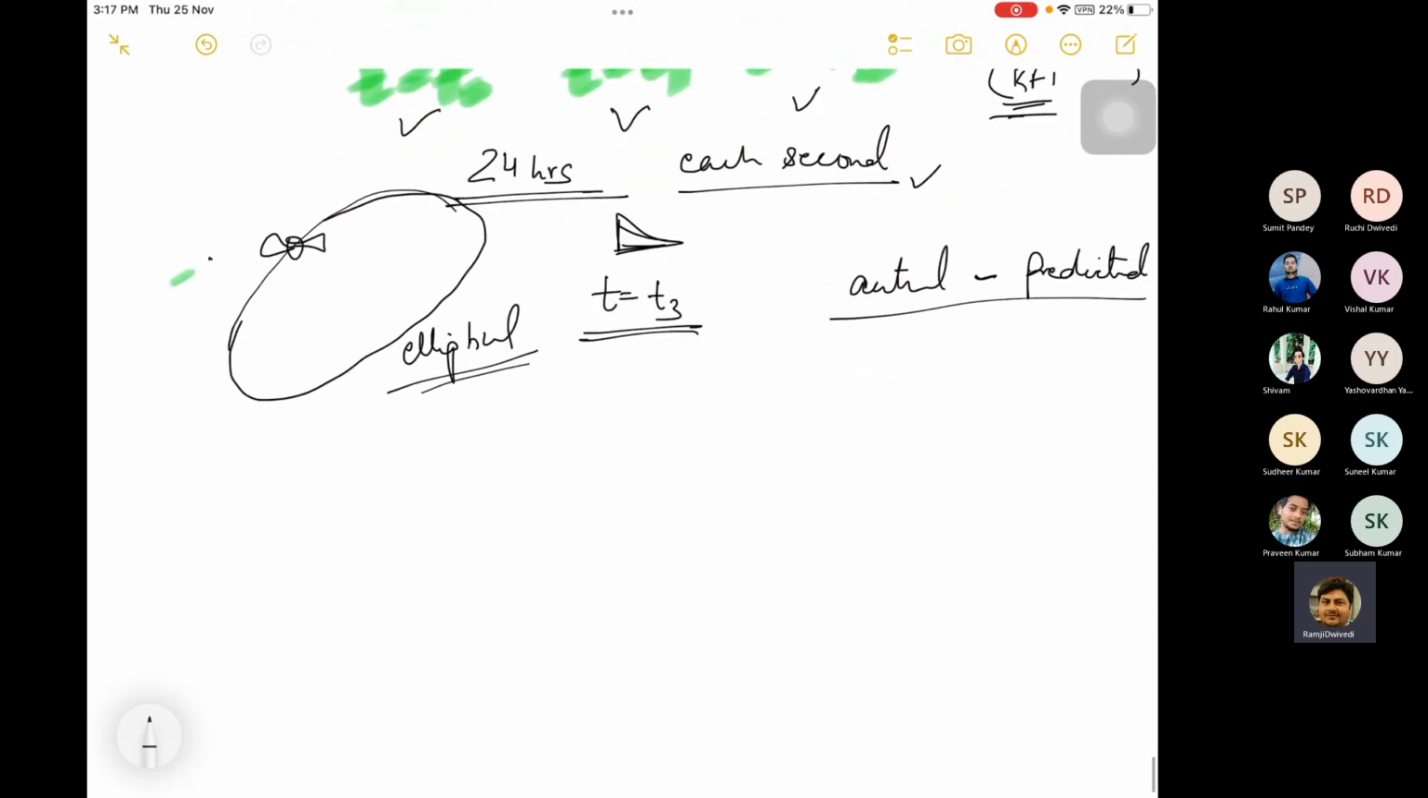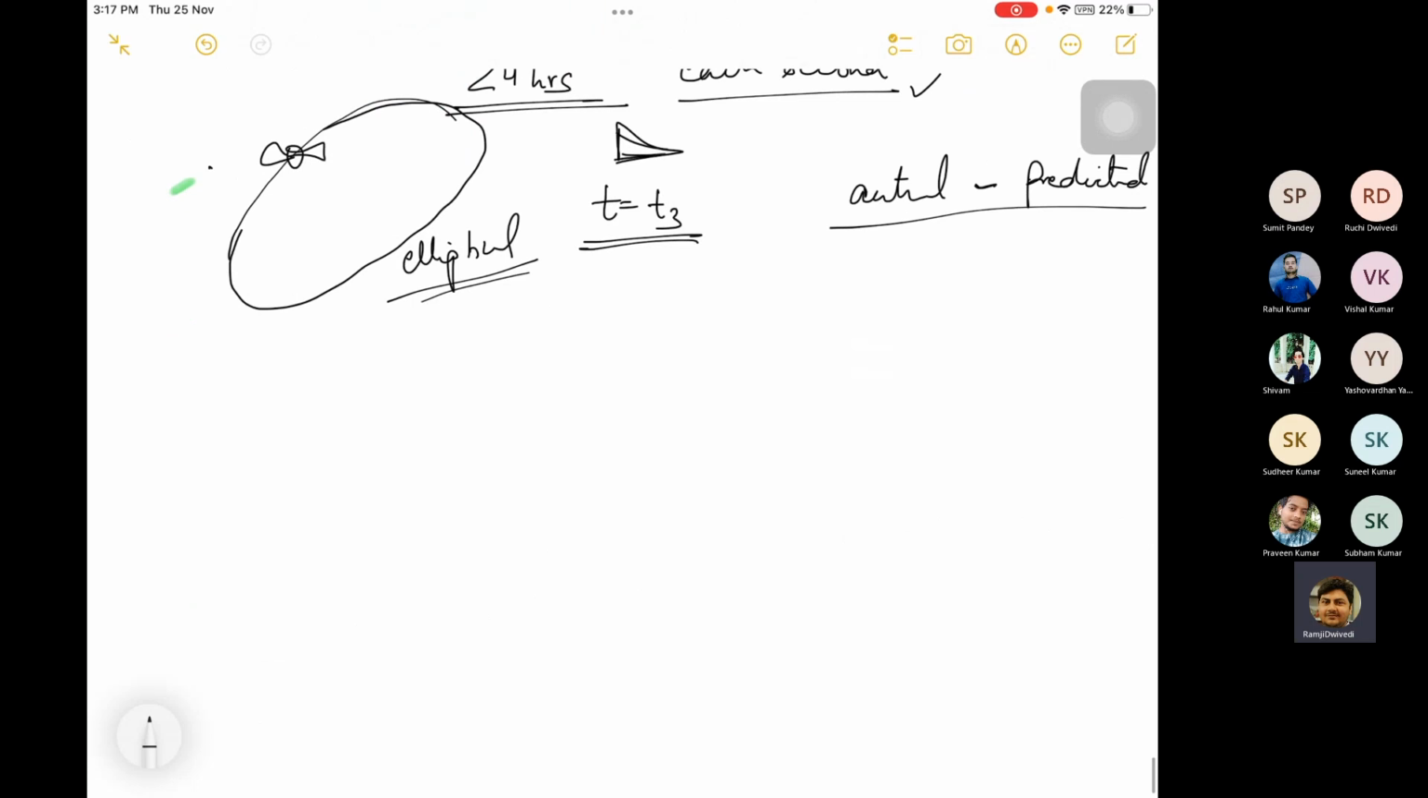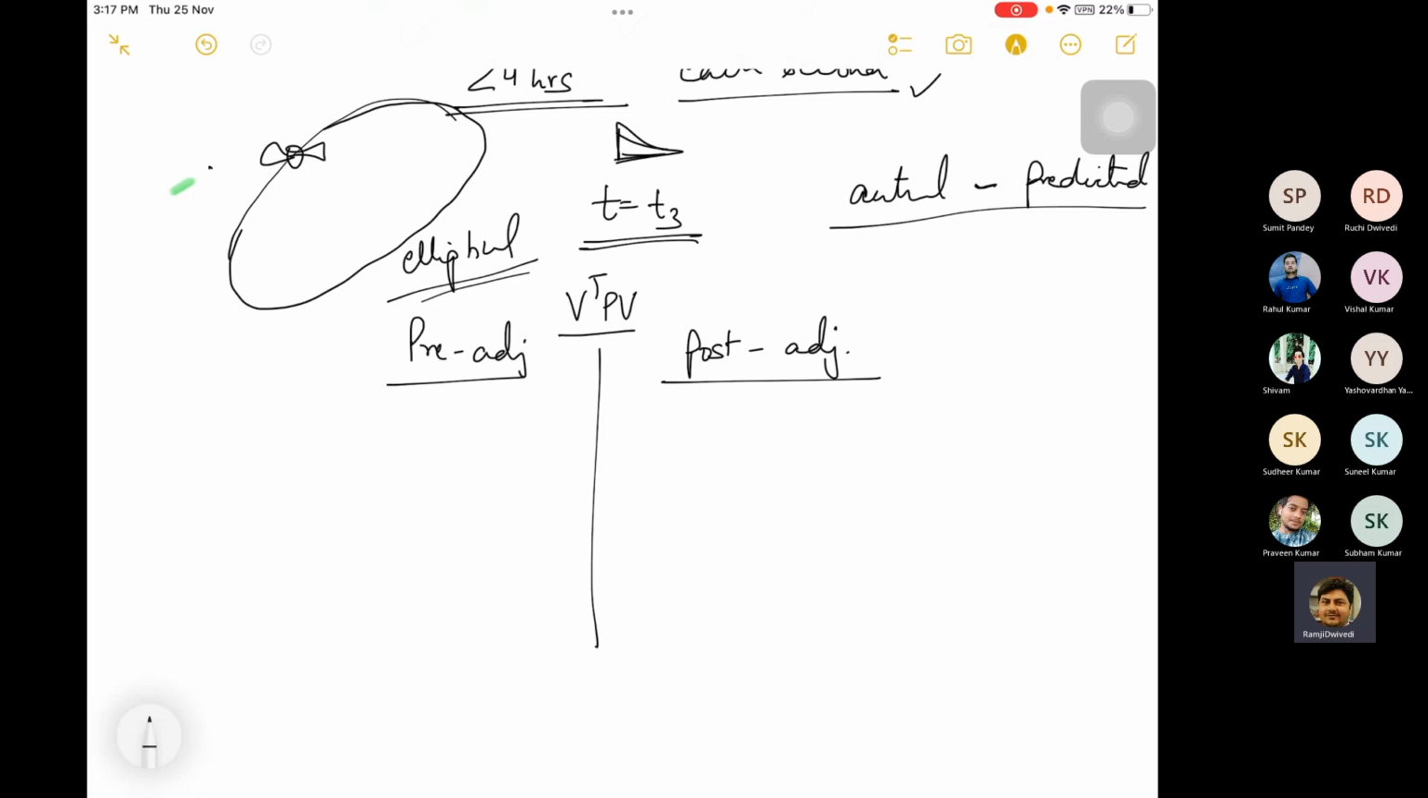Our discussion point is about the post-adjustment and pre-adjustment. We all know that we have to minimize the VTPV because this is the benchmark for the least square estimation. In this process of minimizing the VTPV, when we end the solution, we need to have certain convergence criteria, isn't it? We need to have certain criteria for when our adjustment process will stop.